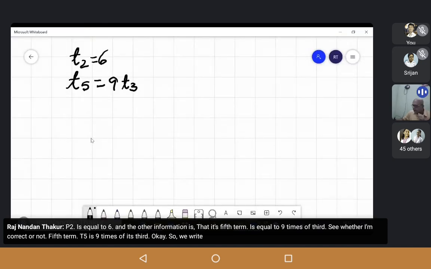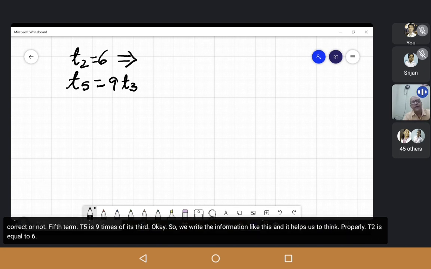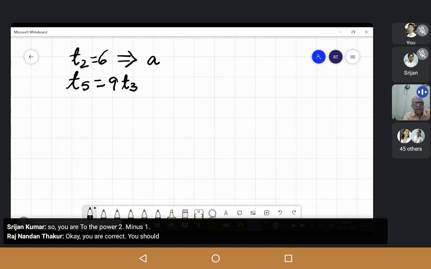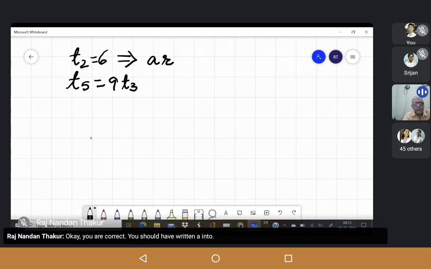So we write the information like this, and it helps us to think properly. T2 is equal to 6. What does it mean? What is the value of T2, second term? Anyone? Second term of... A into R to the power 2 minus 1. Okay, you are correct. You should have written A into R to the power 2 minus 1.